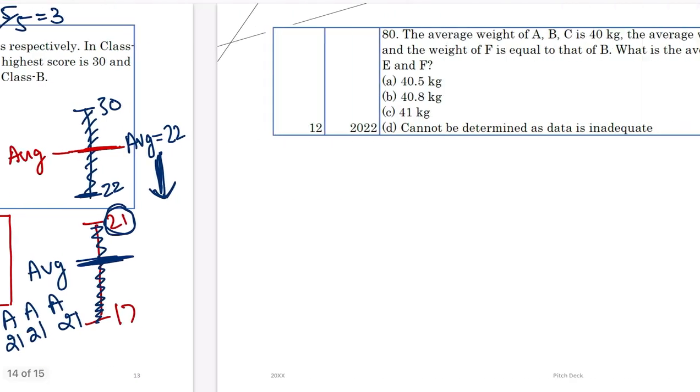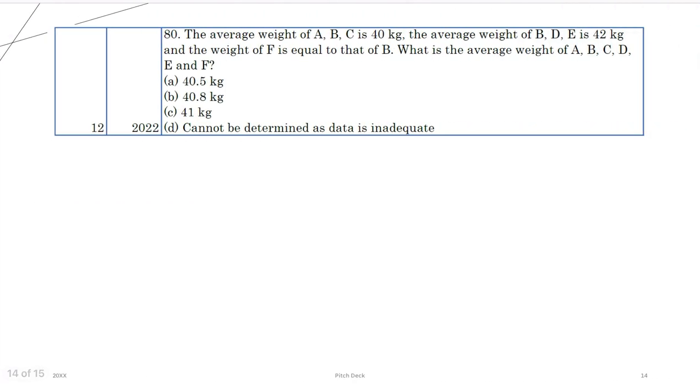Now moving on. This is the last question. Again, after doing all the conceptual and trick questions, now this question with all the numbers looks like it is going to be straightforward solving, A, B, C and D, right? The average weight of A, B, C is 40. A plus B plus C, where A represents the weight of A, divided by 3 is 40. I hope that you are clear with this now.